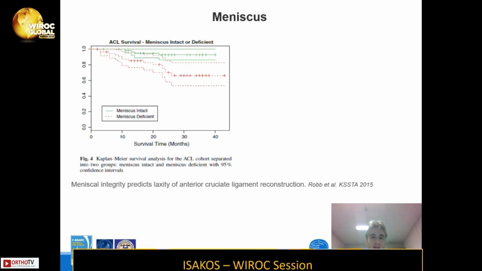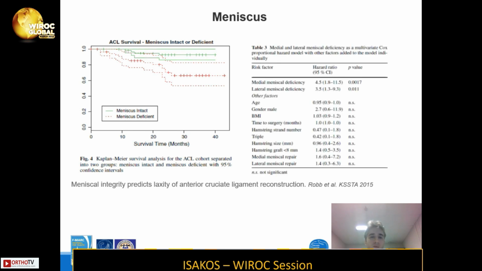And in fact, in this paper by Robb, published in Arthroscopy in 2015, the authors found an increased risk of ACL graft failure when the meniscus was deficient. So medial meniscus deficiency and lateral meniscus deficiency were the only risk factors for having an ACL graft failure, which was defined as abnormal knee laxity or as a graft rupture.